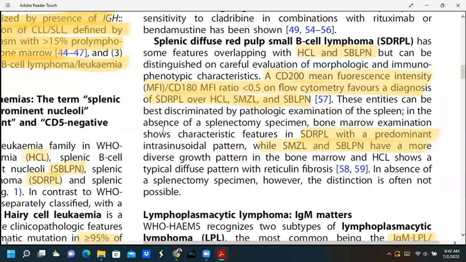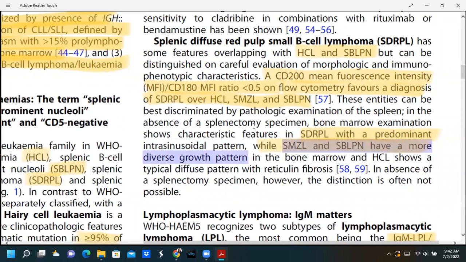So these entities can be best discriminated by pathological examination of the spleen. In absence of the splenectomy specimen, bone marrow examination shows classical features. So the bone marrow of splenic diffuse red pulp lymphoma has a prominently intrasinusoidal pattern. In the absence of splenectomy, you can tell by the intrasinusoidal pattern that it could be diffuse red pulp. And the splenic marginal zone and the prominent nucleoli have a more diffuse growth pattern in the bone marrow.